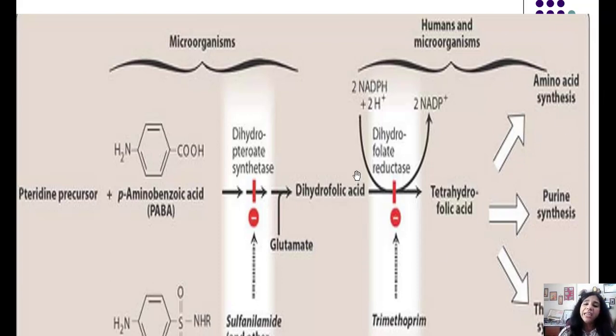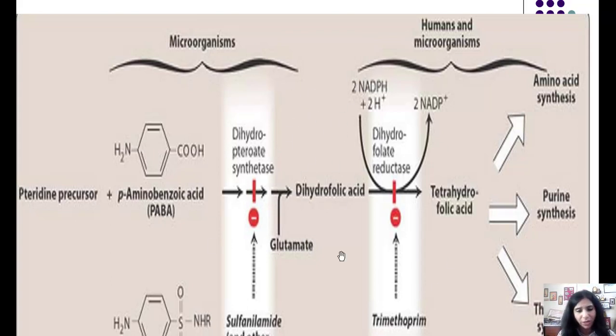Now DHFRase, that is dihydrofolate reductase, is inhibited by another antimicrobial agent in the bacteria. The name is trimethoprim. So if we say sulphanilamide and trimethoprim block the folic acid synthesis pathway, we are correct, because both drugs produce a sequential block. If sulphanilamide is given, it's not that dihydrofolic acid will not be formed at all. Whole of the enzyme will not be inhibited. There will be some enzymes which will still be active and they will form dihydrofolic acid.